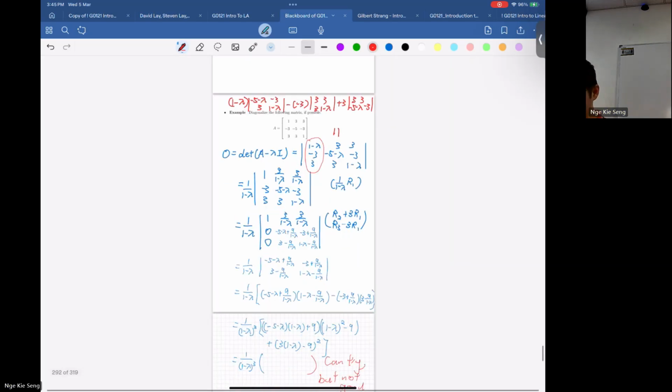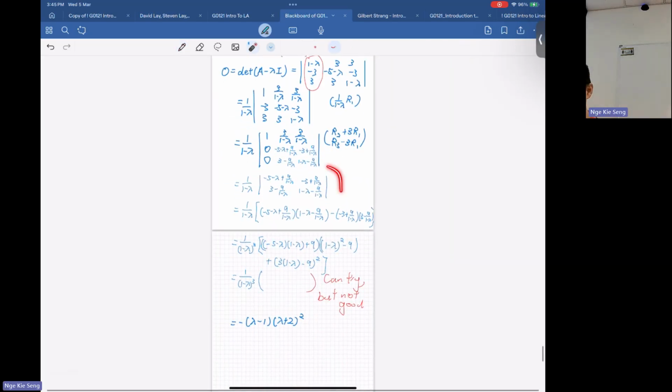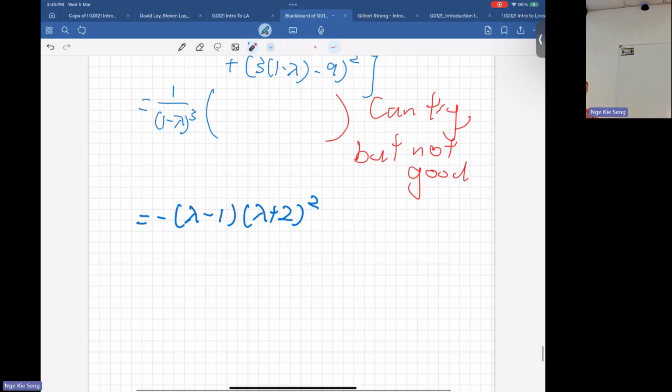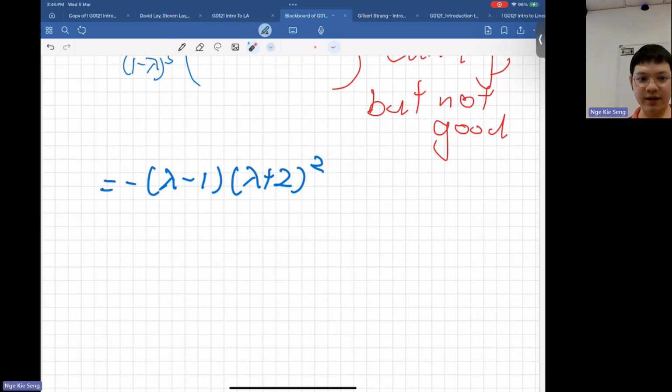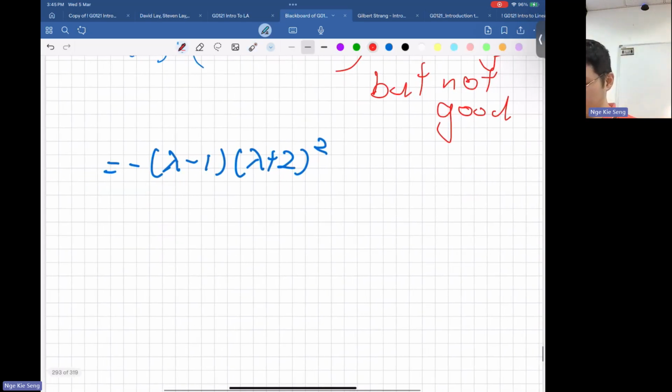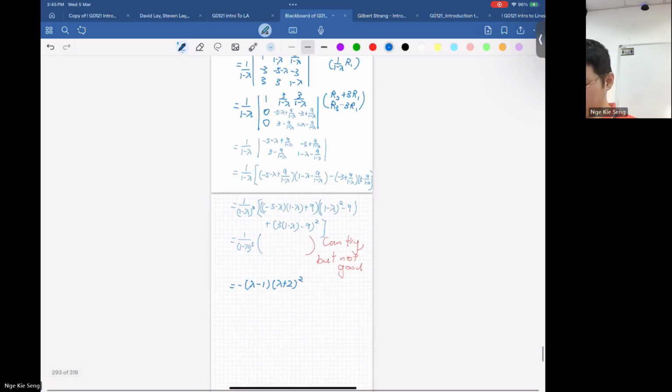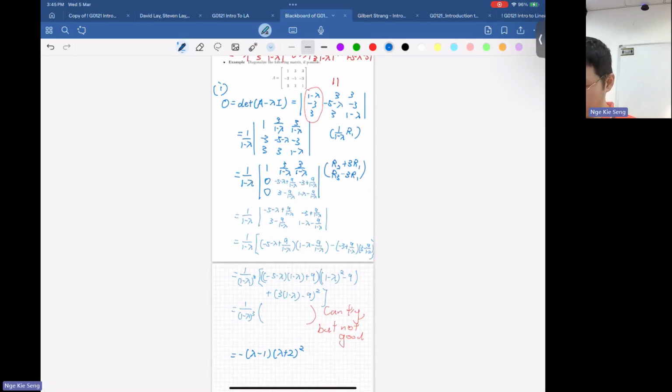This one I think you can do, but maybe a bit tedious. Once we get this right, what do you do next? You need to find the eigenvector. So you need to find the eigenvector for both cases. So let's say this is the first step.